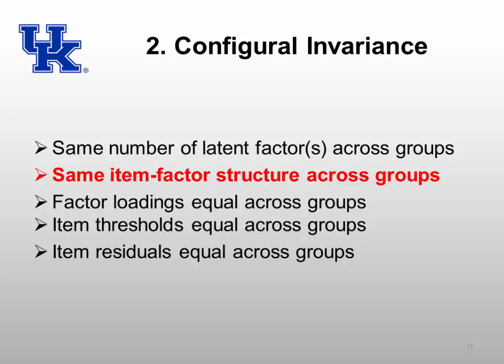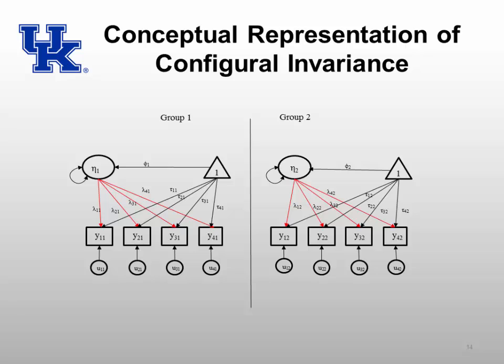Talking more about configural invariance, this is the second level that we talked about. When we're looking at configural invariance, we know that we have the same latent factor across groups. I have one language factor in group 1 and one language factor in group 2. Now I'm looking at, do I have the same item factor structure? Do I have the same 4 items with this factor that I have with this factor in my 2 groups? And it looks like this.